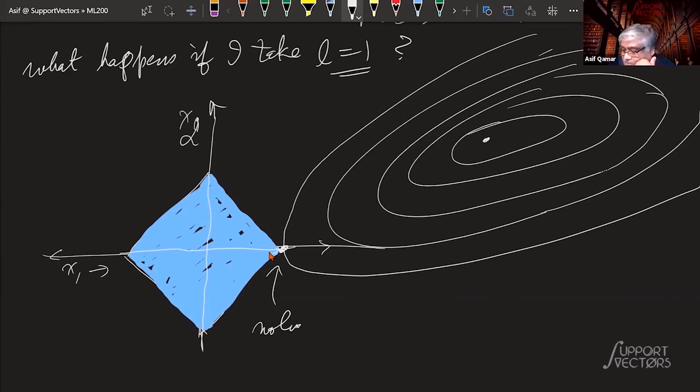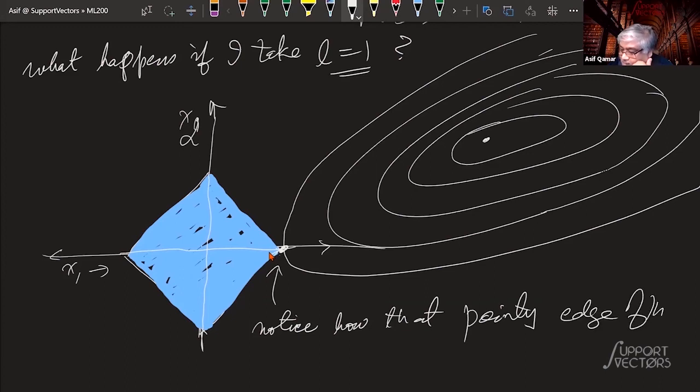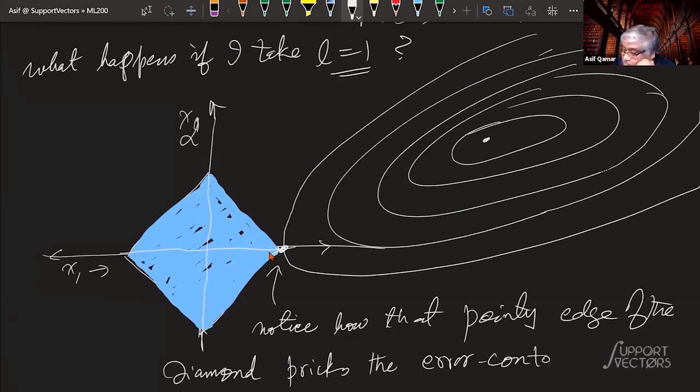notice how the pointy edge of the diamond pricks the error surface, error contour surface, isn't it? This is the point that you're looking at.